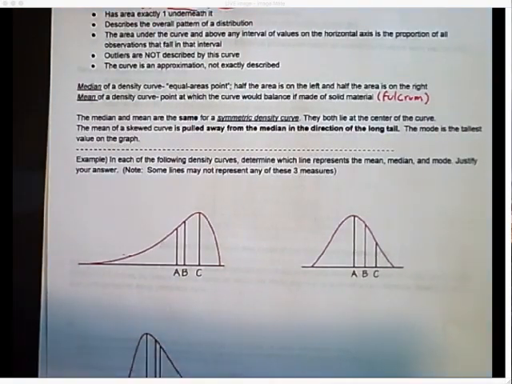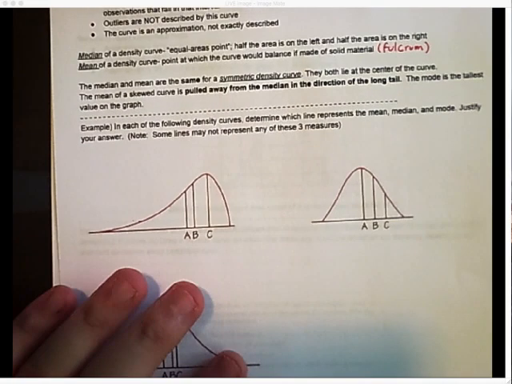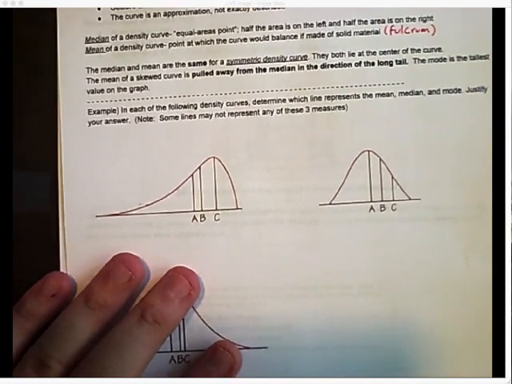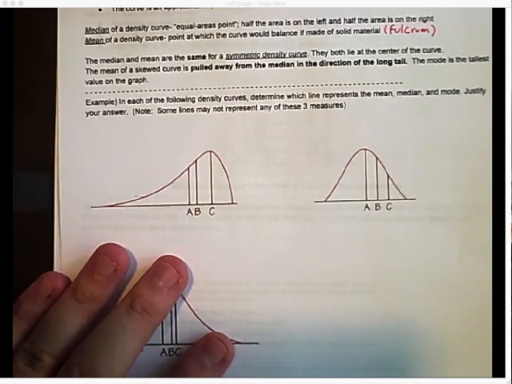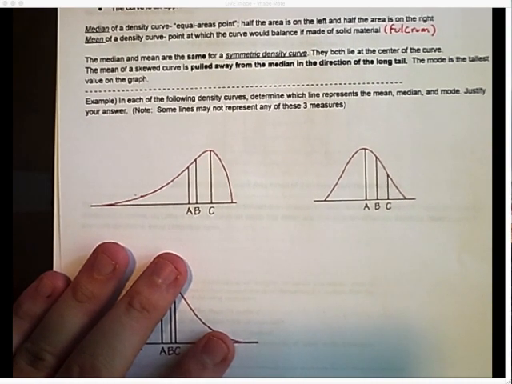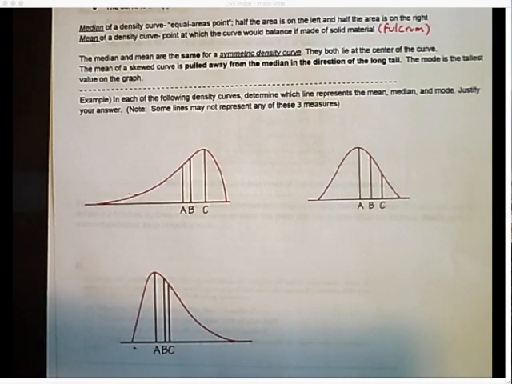It tells us here that the median and mean are the same for a symmetric density curve. They both lie at the center of the curve. The mean of a skewed curve is always pulled away from the median in the direction of the long tail. And the mode is the tallest value on the graph. So our example here is: in each of the following density curves, determine which line represents the mean, which line represents the median, and which line represents the mode. Justify your answer and note that some lines may not represent any of these three measures.